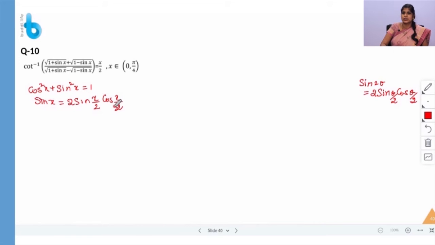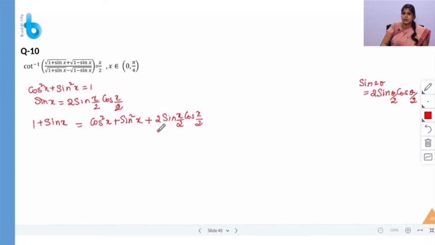So let us put it into the formula. Inside the square root we have 1 plus sin x. So 1 plus sin x will be, instead of 1 we will use cos square x plus sin square x, and instead of sin x we are going to substitute 2 sin x by 2 cos x by 2.